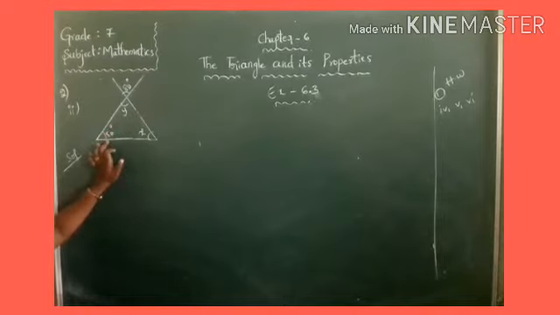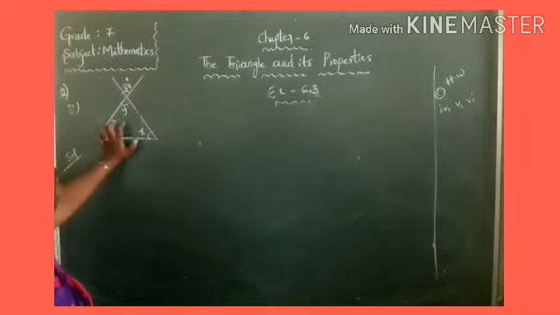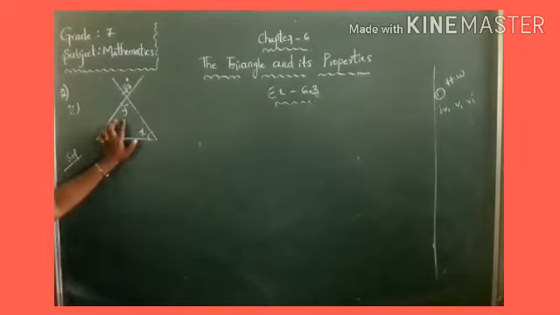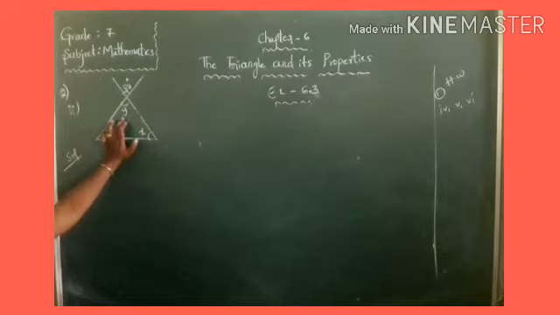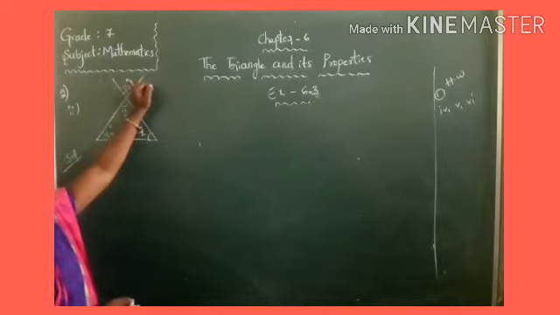Already here, z value is 50 degrees. We have to find the x and y values. What is the angle for y? Observe this diagram carefully. Here above, 80 degrees is given.